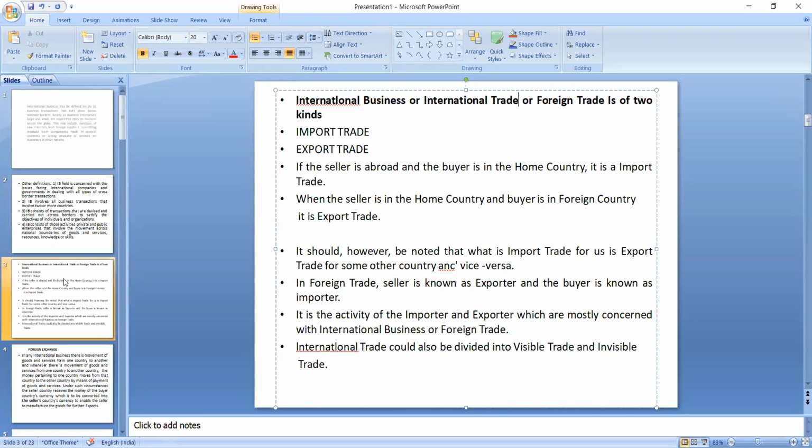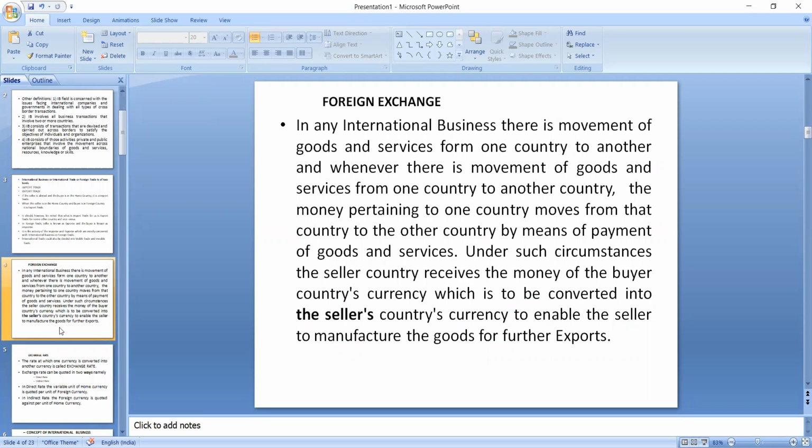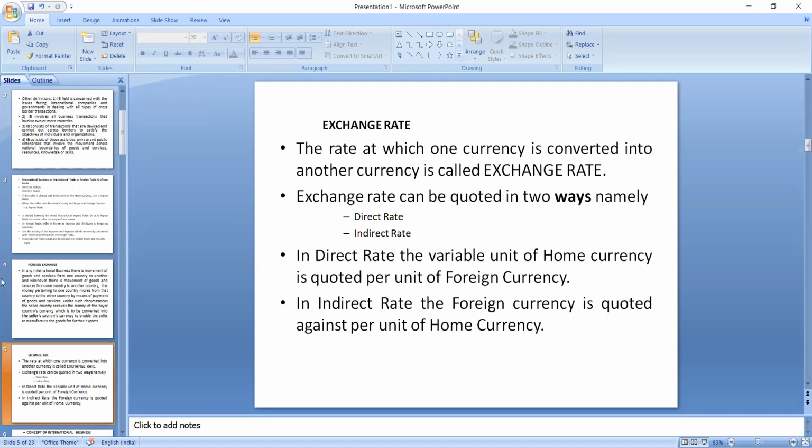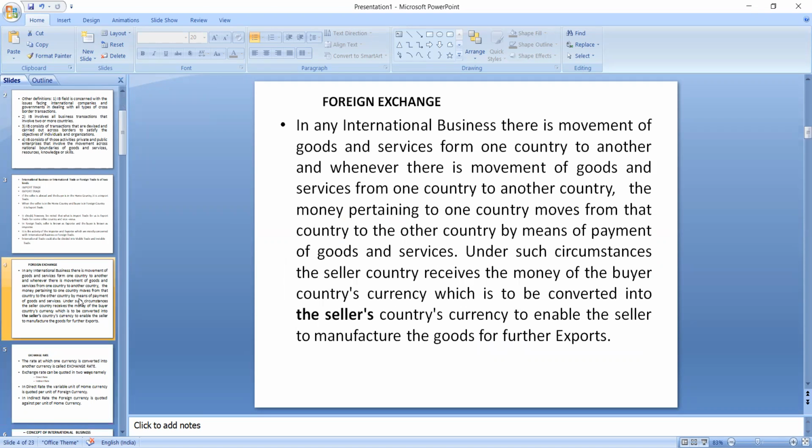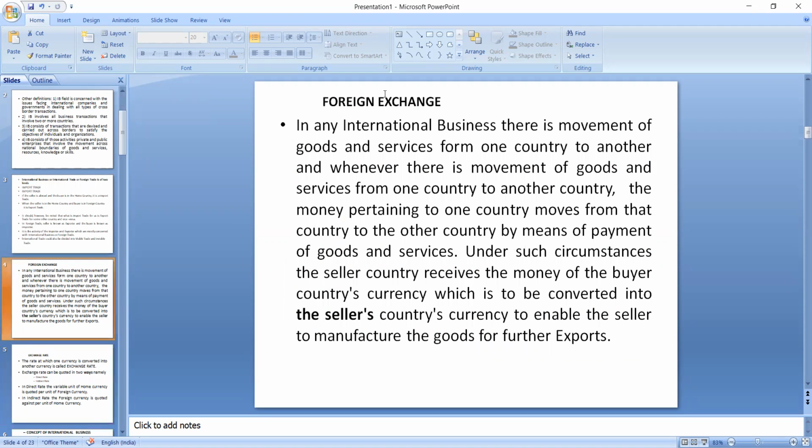Next, I'll move to the next slide. Yes, this one: foreign exchange and exchange rate. These are two things commonly used in international business. Apart from trade, international business deals with foreign exchange and exchange rates and everything, right? See this.